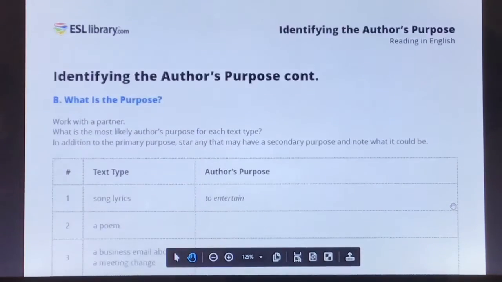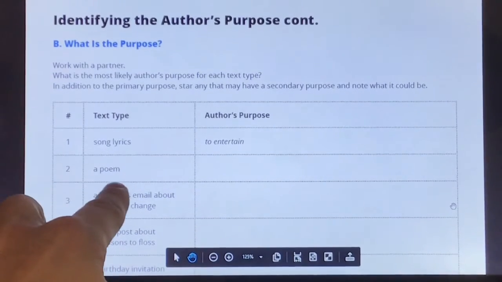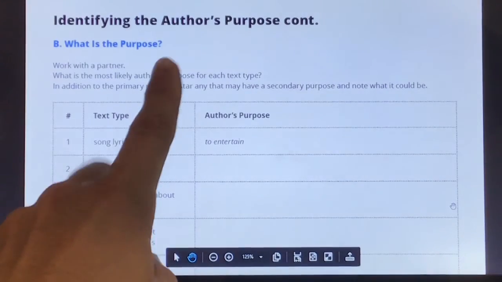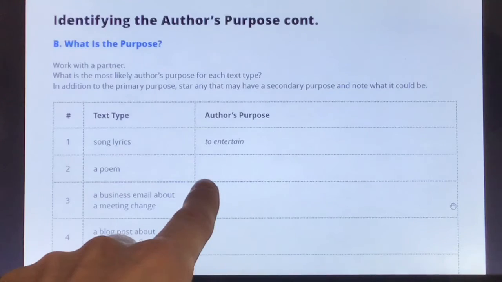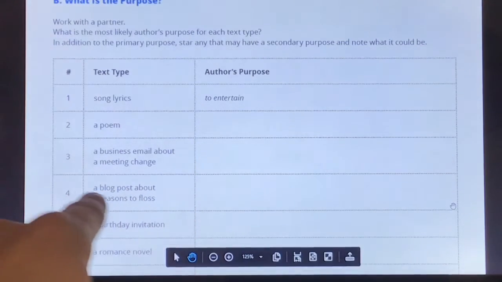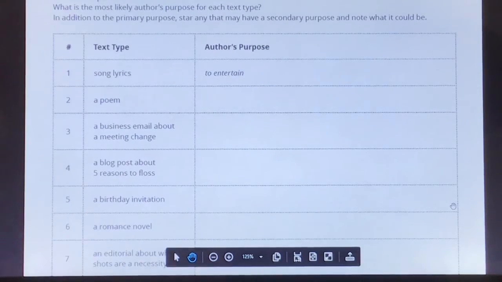Okay, identifying the author's purpose. So for each of these you're going to pick either persuade, entertain, or inform. Which one is it? A poem, is that to persuade you, to entertain you, or to inform you? A business email about a meeting change, is it to persuade, to entertain, or inform? You pick.